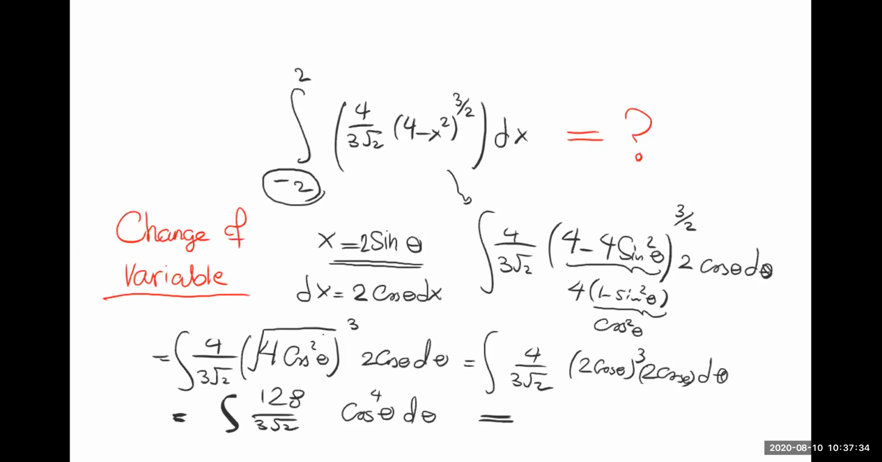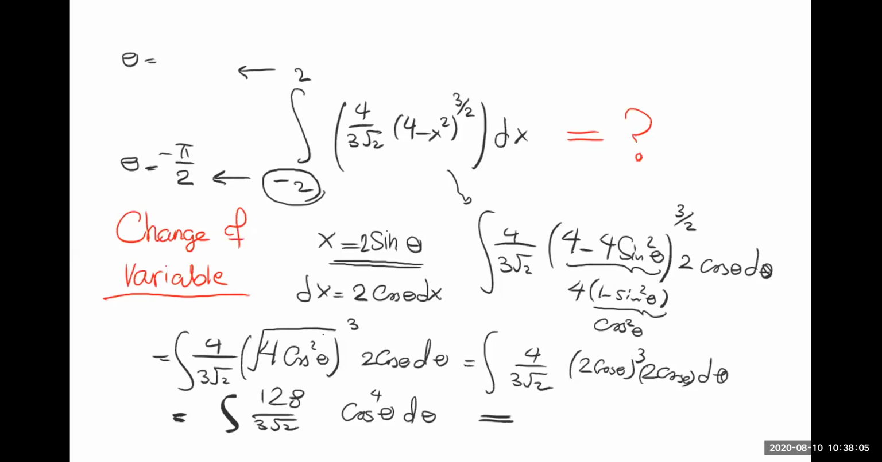If x is minus 2, what is theta if x is minus 2? Does anyone know what are the bounds? What would be theta if x is minus 2? So if x is minus 2, 2 sine theta would be minus 2, right? If 2 sine theta is minus 2, sine theta would be minus 1. What is the theta which gives us minus 1? You're close, but not exactly. It's minus pi over 2.